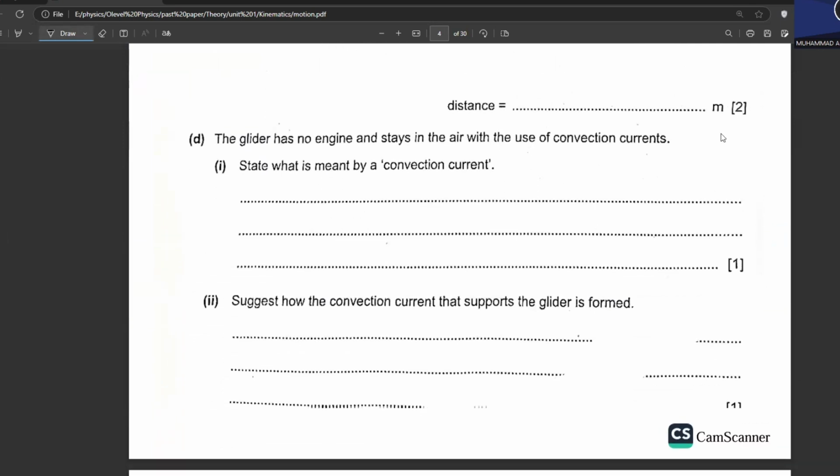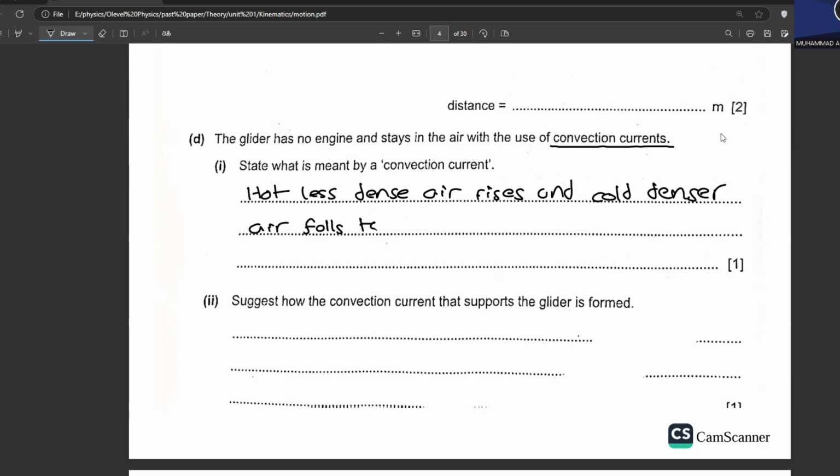The glider has no engine and stays in the air with the use of convection currents. State what is meant by convection currents. Convection currents mean hot, less dense air rises and cold, denser air falls to the ground, or you can say cold, denser air sinks. Simple as that.